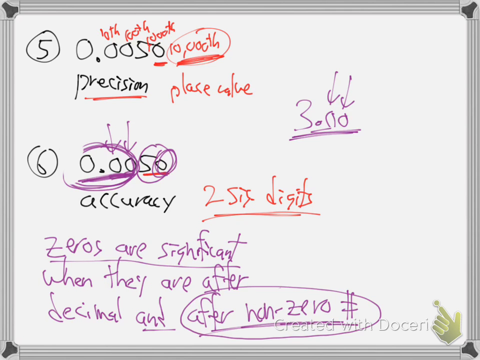So there are 2 conditions for a zero to be significant. It's got to be after the decimal and have somewhere before it a number that's not zero. So that's why this zero mattered, was significant, and the other zeros don't. So that's why there are only 2 significant digits there. Yeah, great.